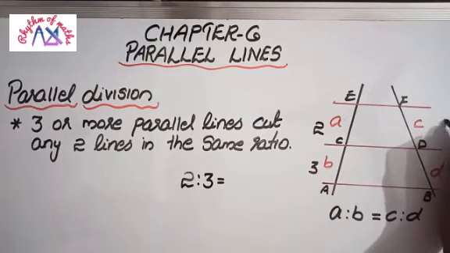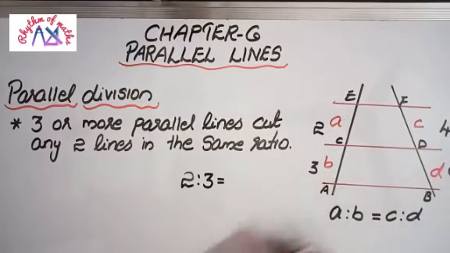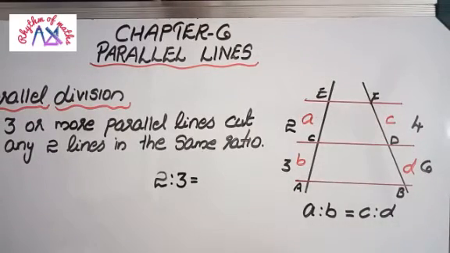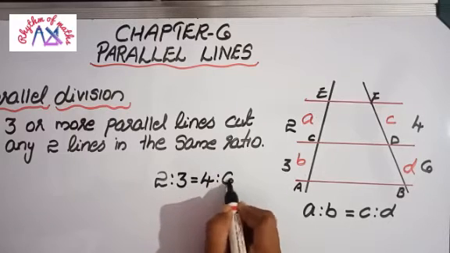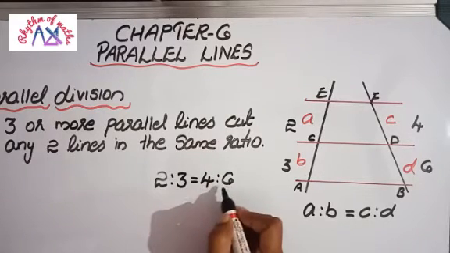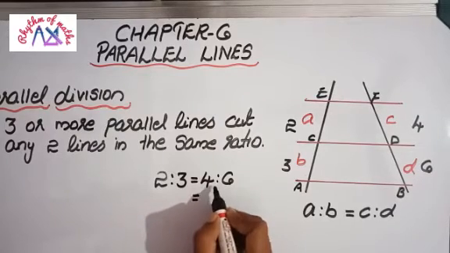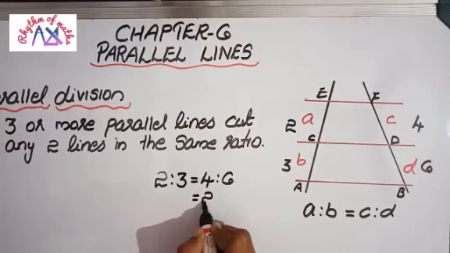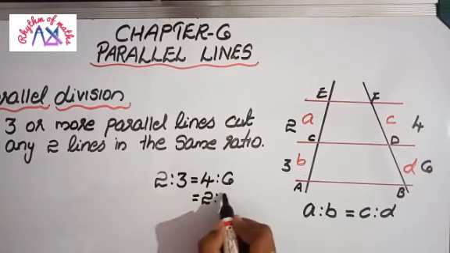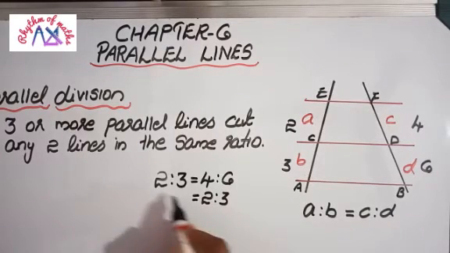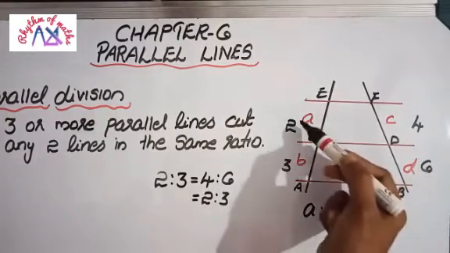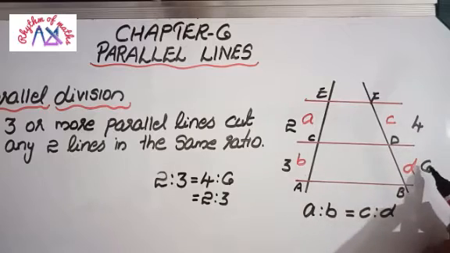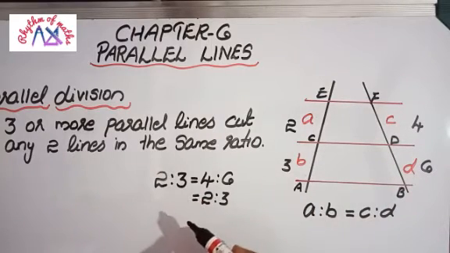Then suppose these measurements are 4 and 6 centimeter. Then we can write 2 is to 3 equal to 4 is to 6. Is it equal? 2 is to 3, 4 is to 6. 4 is to 6 we can simplify by what? 4 we can write as 2, and in 6 how many 2's? 3 2's are there. 2 is to 3. Both are the same. 2 is to 3 equal to 2 is to 3. But measurements are different: 2 centimeter, 3 centimeter, 4 centimeter, 6 centimeter. But ratio is the same. So this is the first concept.